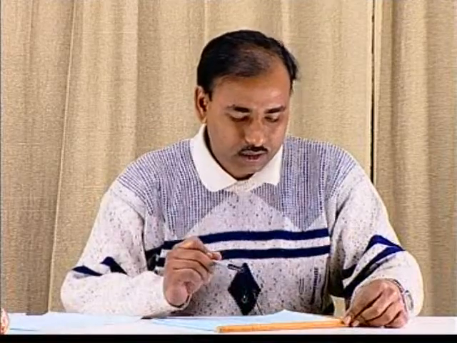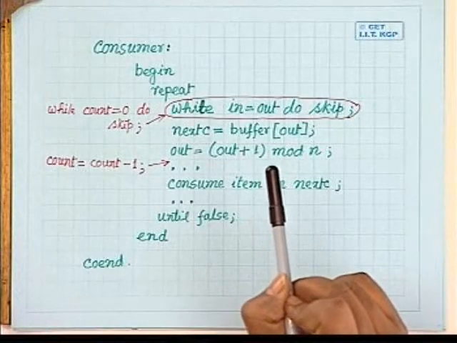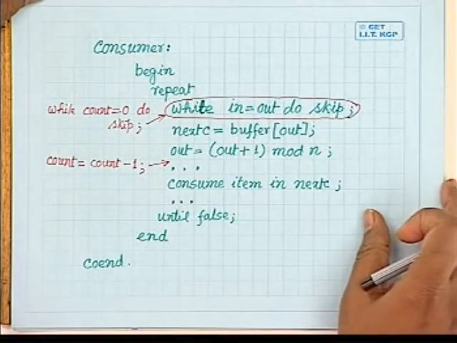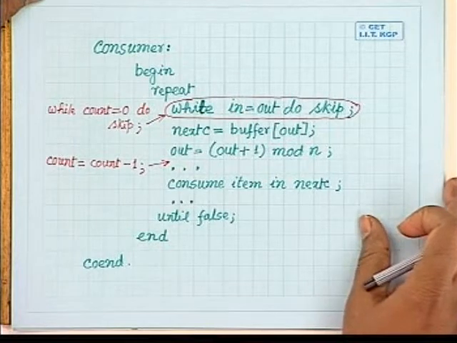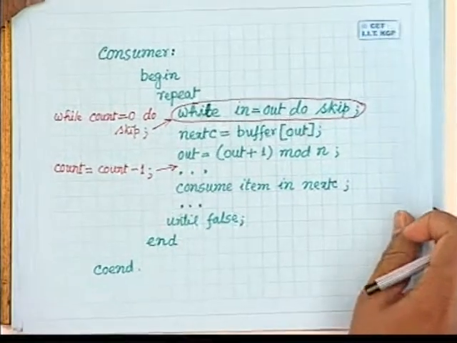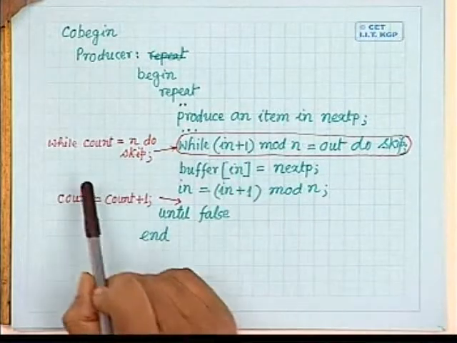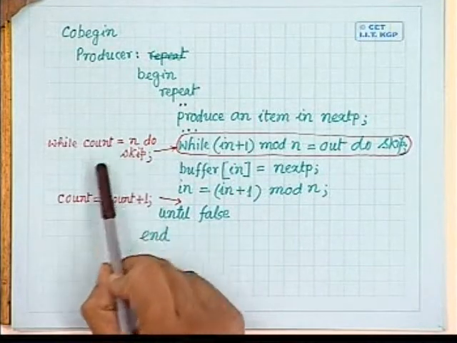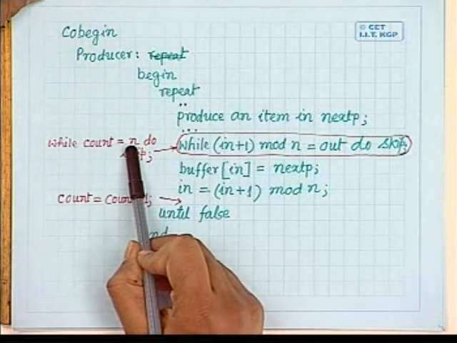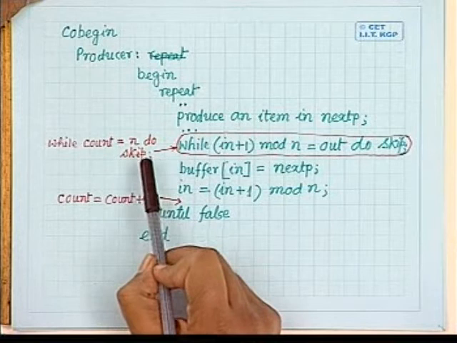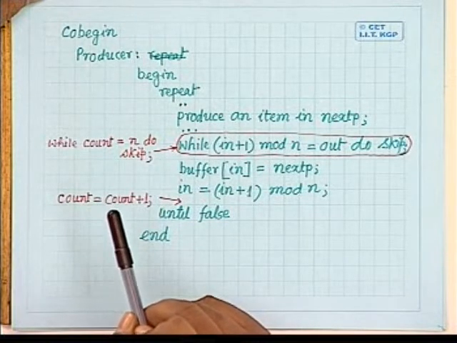To avoid that problem, we suggested using one more variable, say count, which gives the number of items present in the buffer. Whenever a producer process produces an item and wants to put it into the buffer, it checks the value of count. If count is equal to n, that indicates that the buffer is full, so the producer process cannot put the element into the buffer.